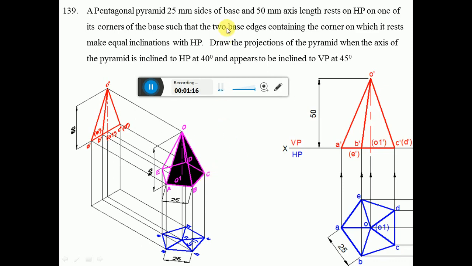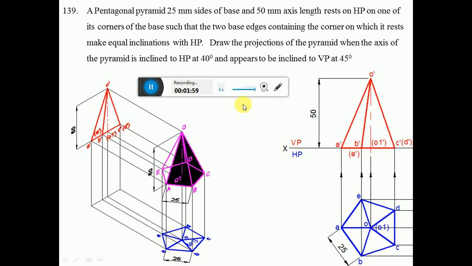So why do we have to consider it like this? Because we have the condition that the two base edges containing the corner on which it rests make equal inclinations with HP. That is possible only when you consider the position such that one of the base edges is perpendicular to VP, then the opposite of that edge will be the corner. So here the edges AE and AB make equal inclination with respect to this line. Similarly, when you project it to the top view, you can see this is the line to which AE and AB make equal inclinations.